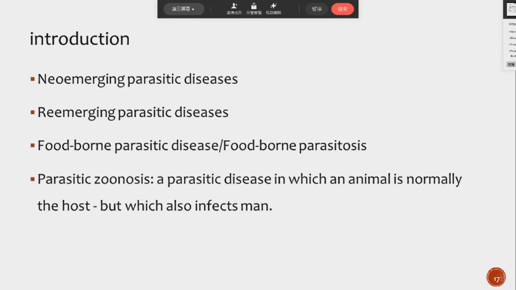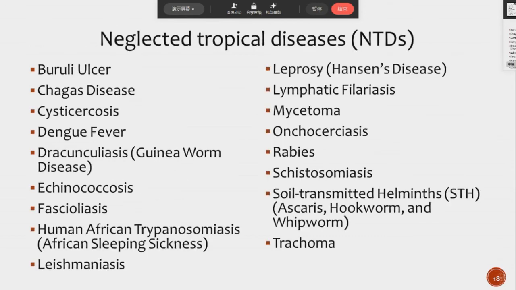We call them the neglected tropical diseases. For the neglected tropical diseases, they include Buruli ulcer, Chagas disease, cysticercosis, dengue fever, guinea worm disease, echinococcosis, fascioliasis, sleeping sickness, dracunculiasis, lymphatic filariasis, leprosy, mycetoma, onchocerciasis, rabies, schistosomiasis, soil-transmitted helminthiases, and trachoma.